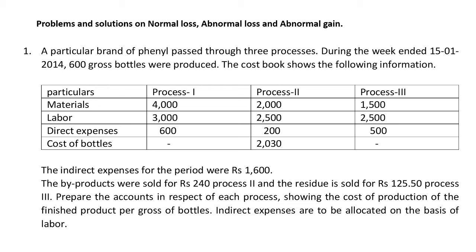The byproduct was sold for rupees 240, process 2, and the residue is sold for rupees 125.5, process 3. Prepare the accounts in respect of each process showing the cost of production of the finished product per gross of bottles. Indirect expenses are to be allocated on the basis of labor. This is your question. So let us go for the solution.